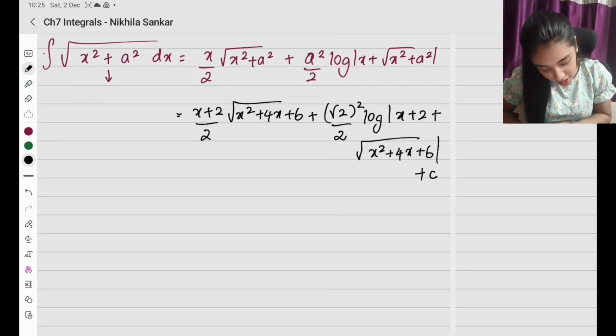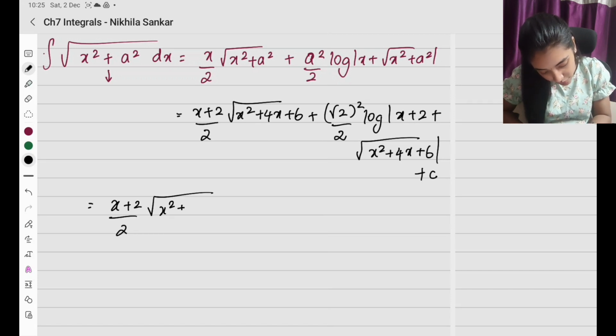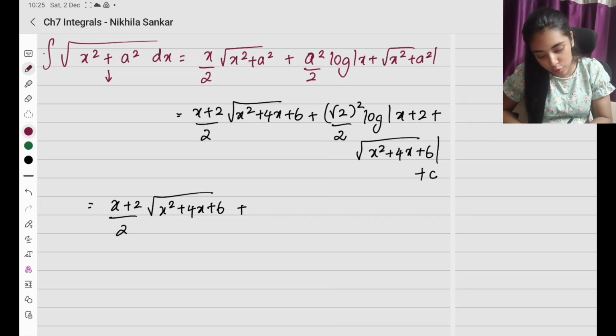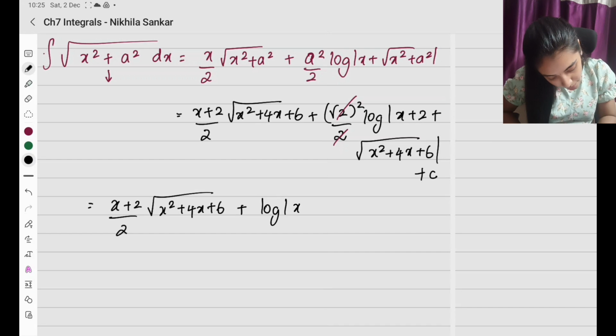So how does my final answer look like? x plus 2 divided by 2 square root of x square plus 4x plus 6 plus square root of 2 square and 2 cancel ஆயிடும். So what am I left with in the end? Log mod x plus 2 plus square root of x square plus 4x plus 6 plus c.